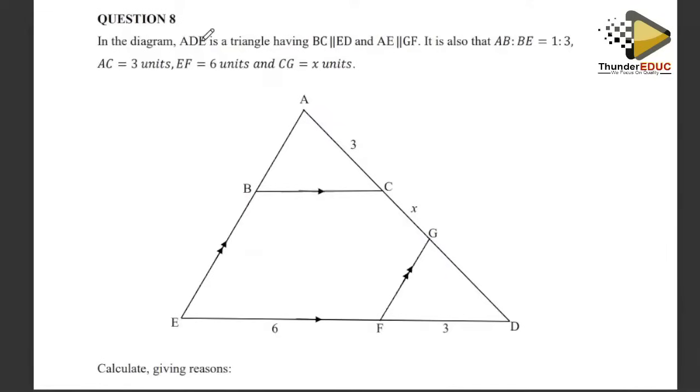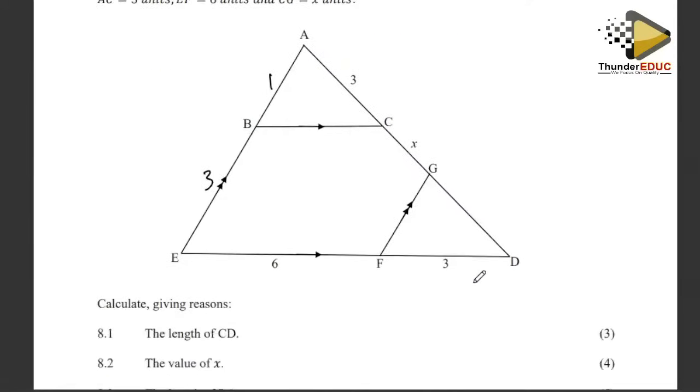Okay, so in the diagram, AD is a triangle that is having BC parallel to ED and AE parallel to that. It's also given that AB to BE is 1:3. And then AC is 3 units, EF is 6 units, and then CG is X units. They want us to get the length of CD.